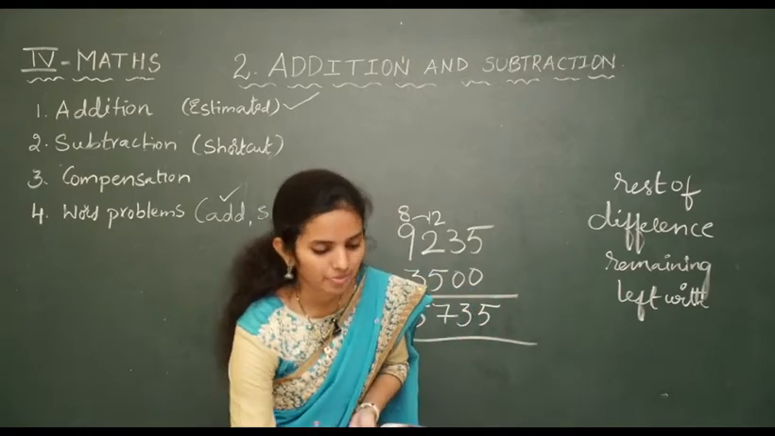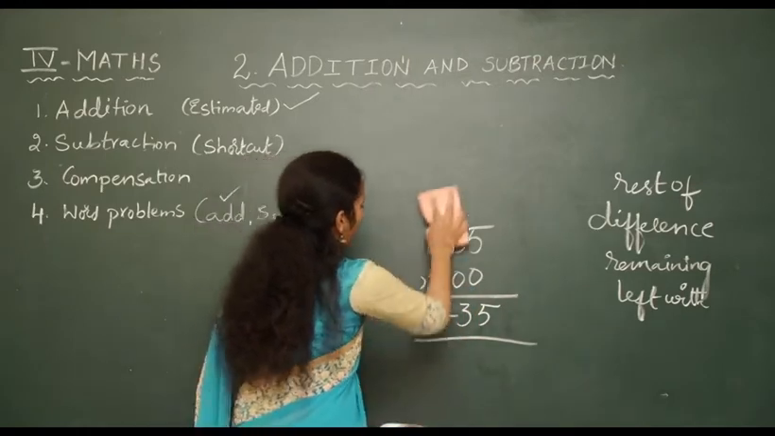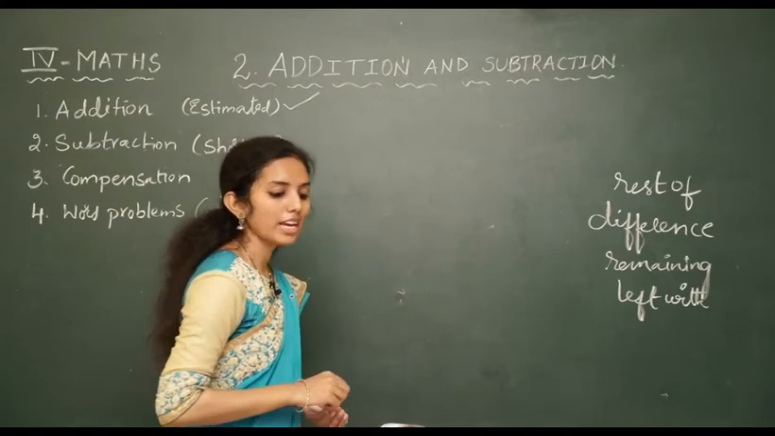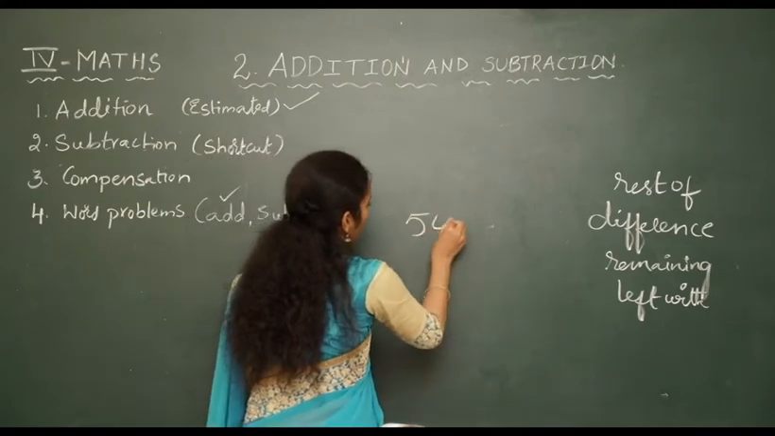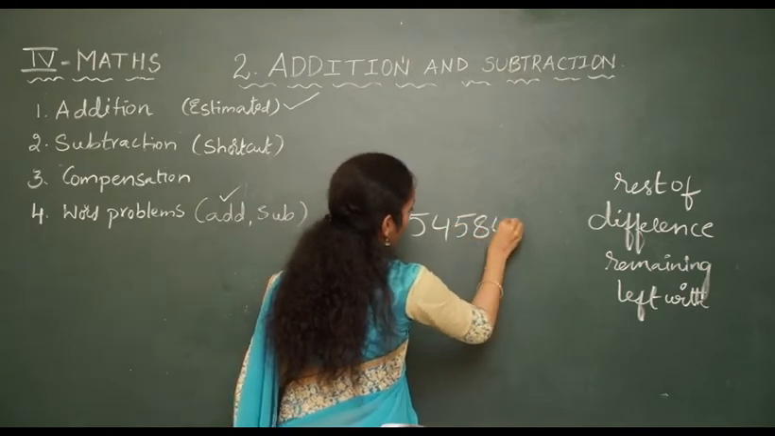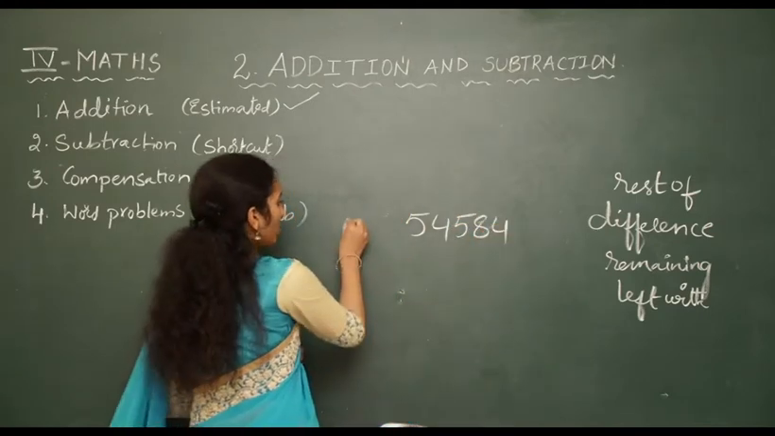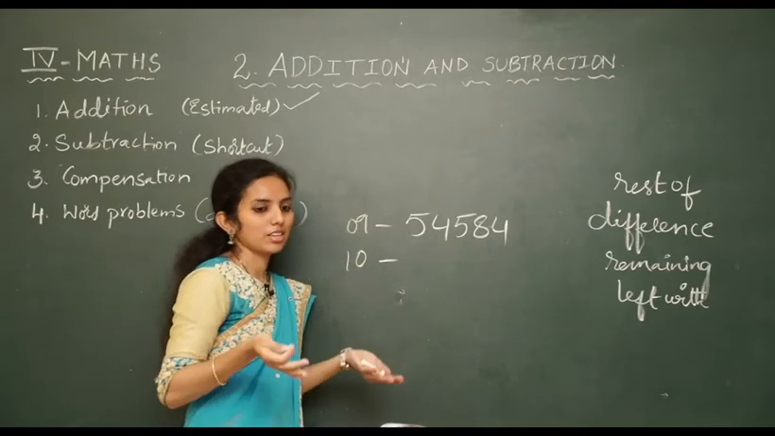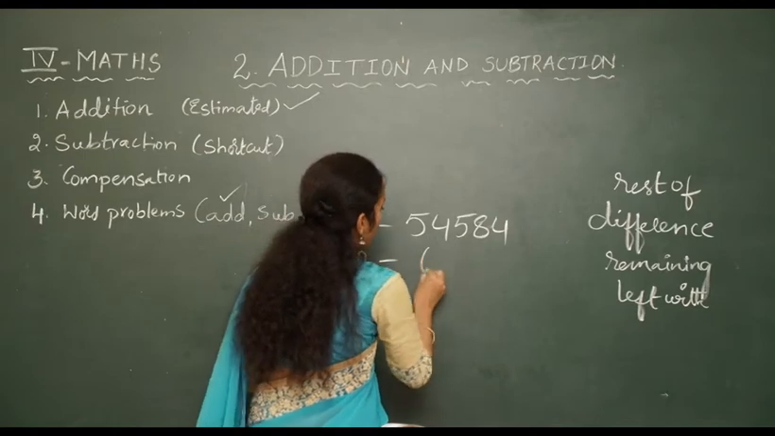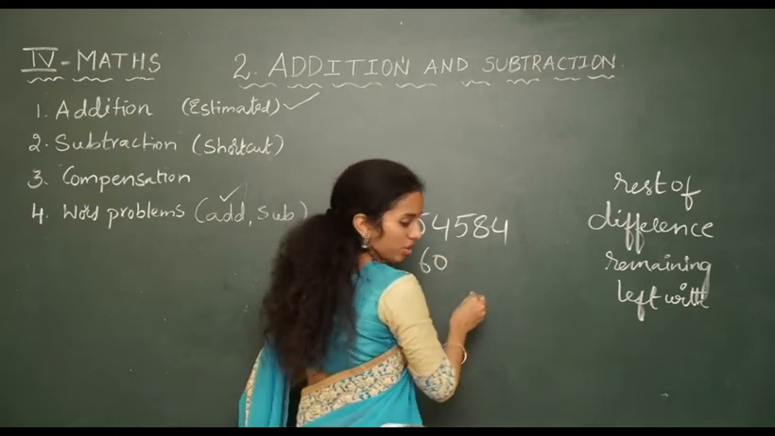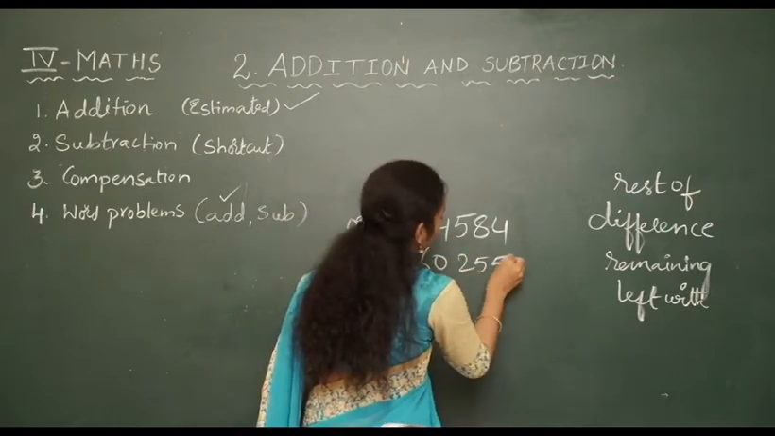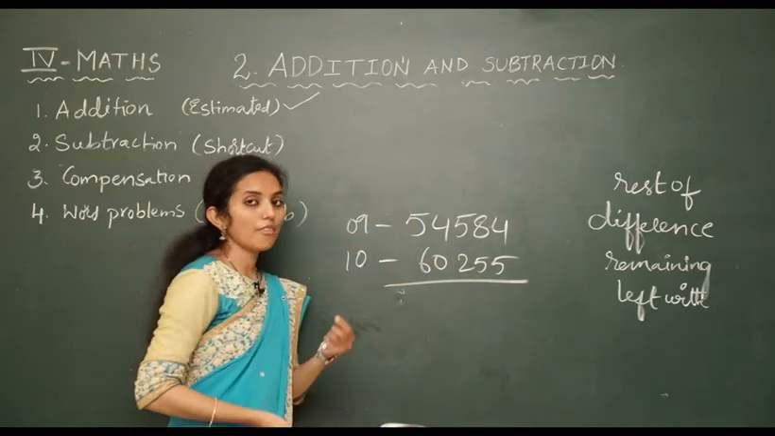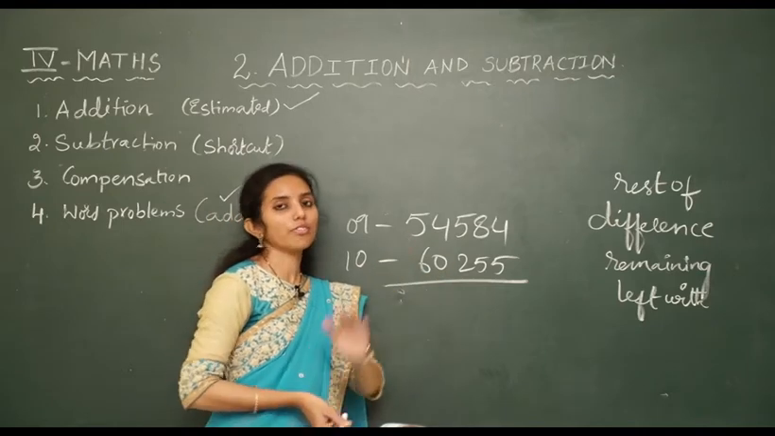Next, fourth problem. A company produced 54,584 bikes in 2009. So here is the production value of a company. In 2009, how many bikes were produced? 54,584. These many bikes were produced in 2009. In 2010, the production is increased. How many bikes were produced? 60,255. These many bikes were produced. So what we have to do? We have to find out the increased value of the production.